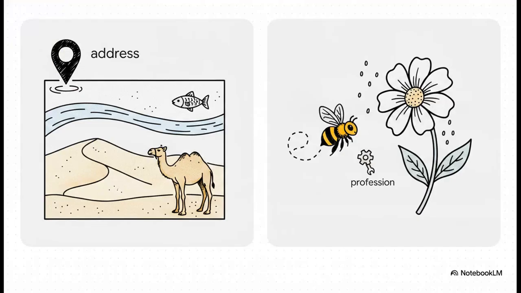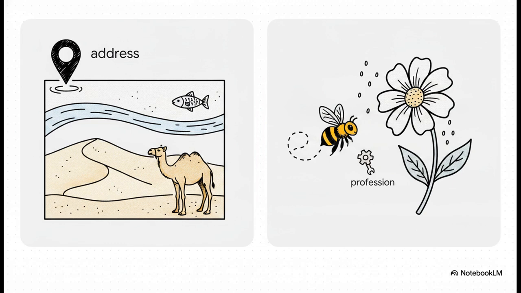Okay, this right here is a massive distinction for your syllabus, the difference between a habitat and a niche. The easiest way to remember this is address versus profession. A habitat is just an organism's address. It's the physical location, a river for a fish, a sand dune for a camel. But a niche, that is their profession. It's what they do for a living.